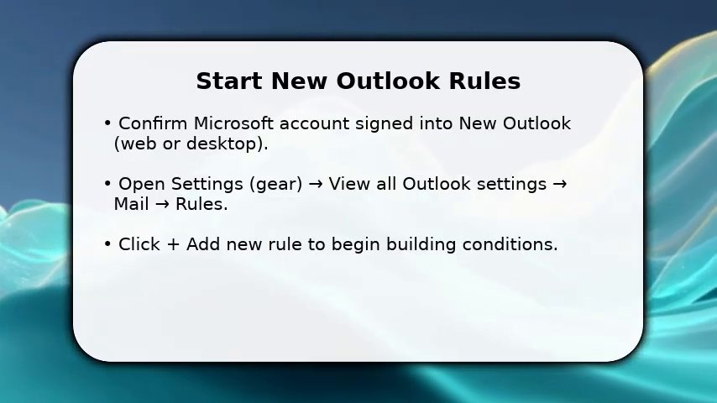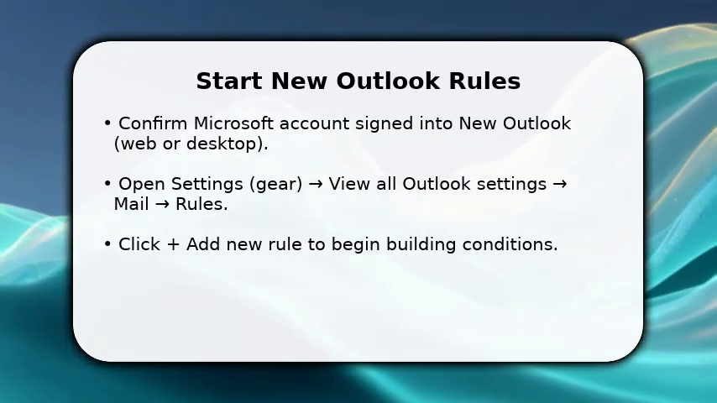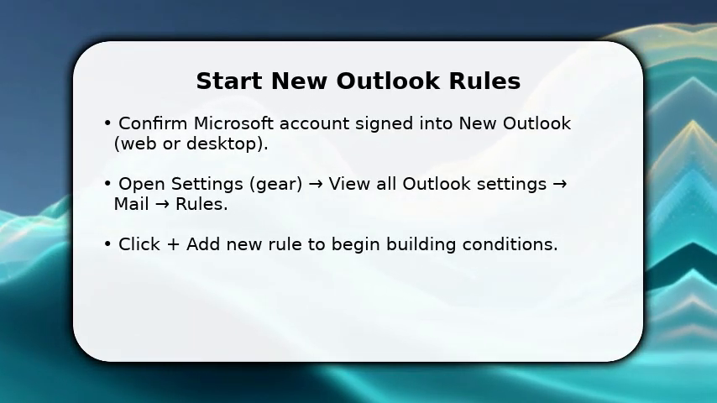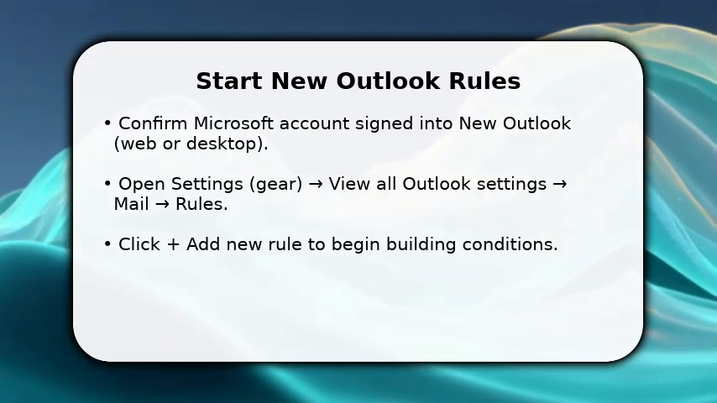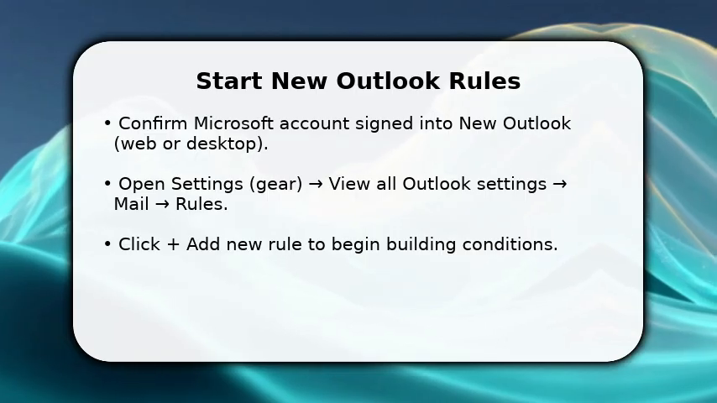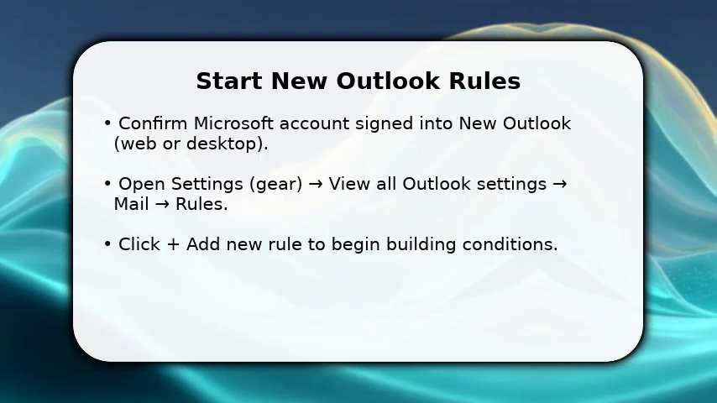You already signed into the new Outlook. Now start building a rule. Open Settings and choose Mail, then Rules, no detours. Click Add New Rule, name it clearly so you can find it later. Next, select the first condition such as From or Subject Contains. This filters incoming mail before actions run.